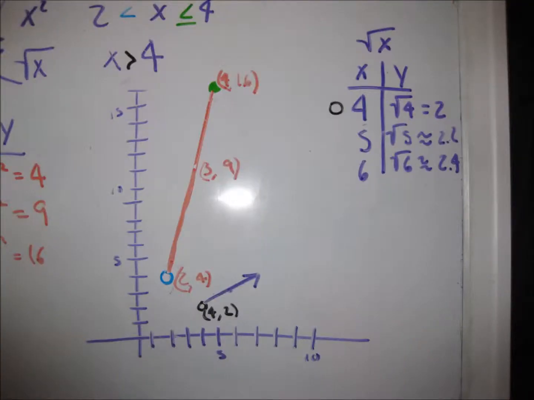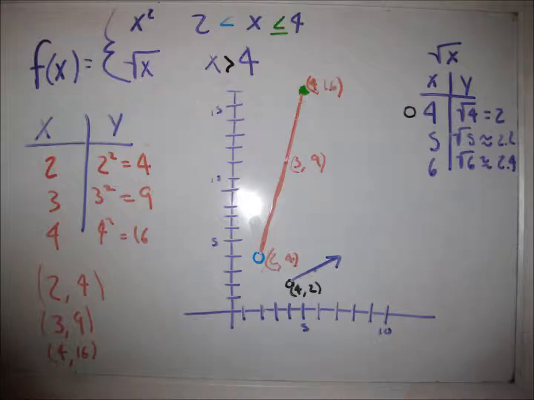The dot also has to be open, because the first function's end value is a closed dot. The graph has no other restrictions, so it continues on forever in that direction, shown with an arrow. That's it, you're done. That's how to graph a piecewise function.